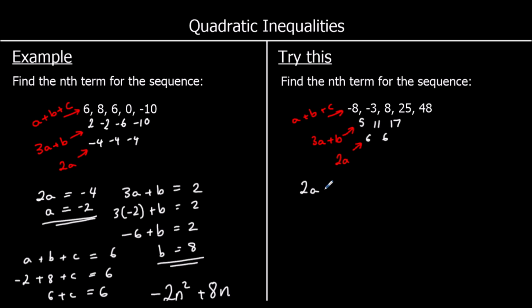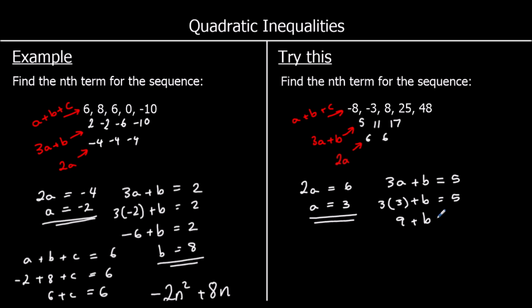So 2a is equal to 6. Divide both sides by 2, and we find a is 3. 3a plus b equals 5. A is 3, we've already worked that out. So 3 3's plus b is 5. 9 plus b is 5. Take away 9 from both sides. So b is negative 4.